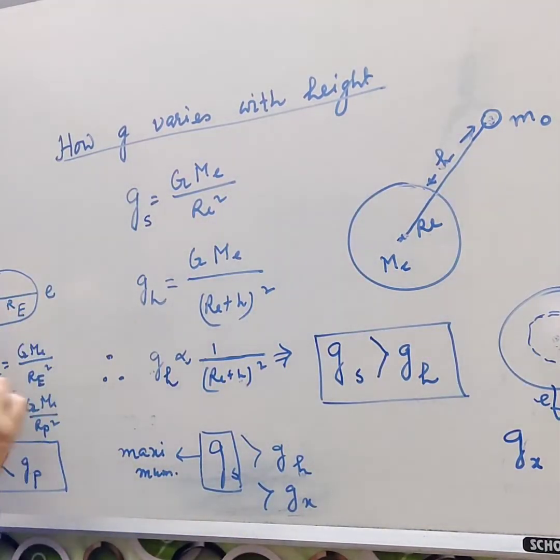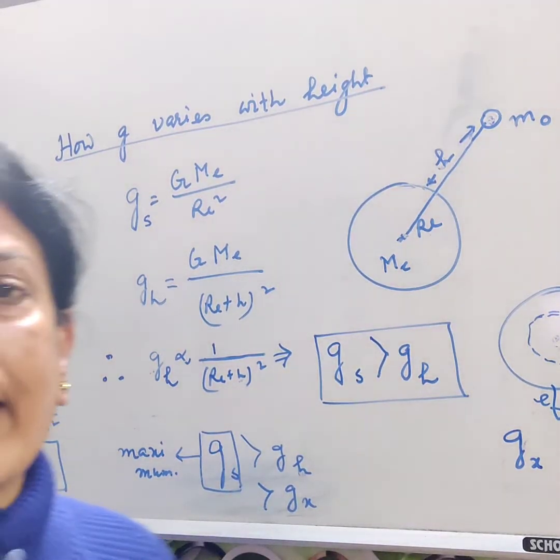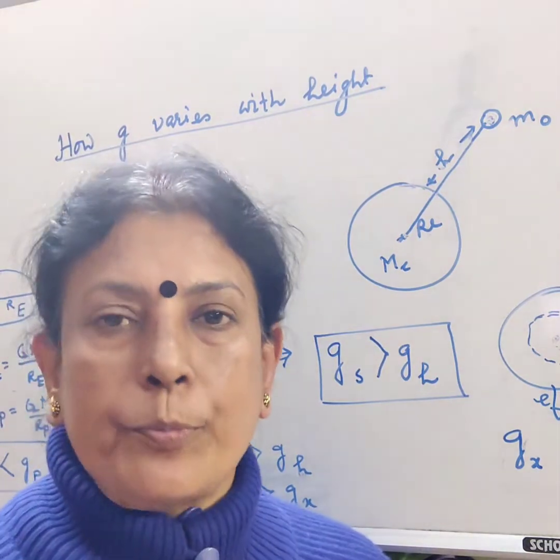Now let us consider the shape of Earth. Earth is not perfectly spherical. Rather, the radius of Earth at the equator is greater than the radius of Earth at the pole. Since acceleration due to gravity is inversely proportional to the square of the distance, from this expression we can say acceleration due to gravity at the equator is less than acceleration due to gravity at the pole.